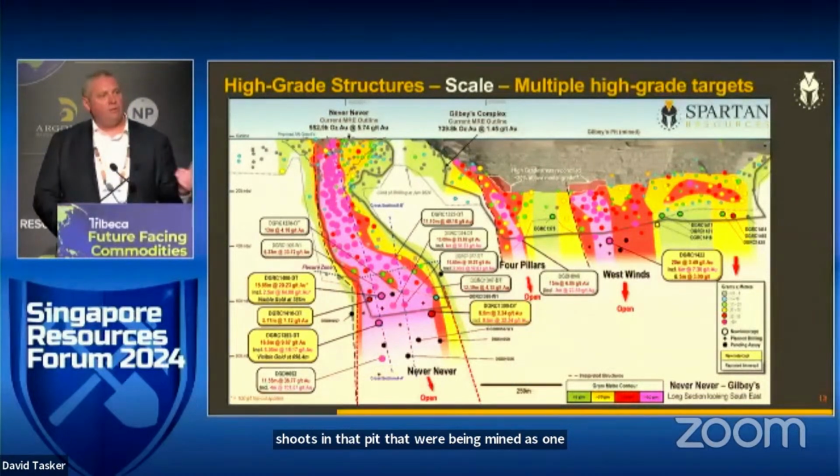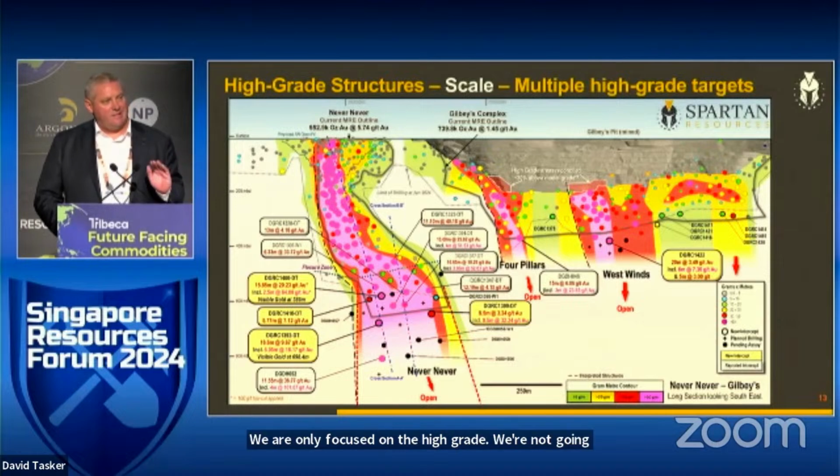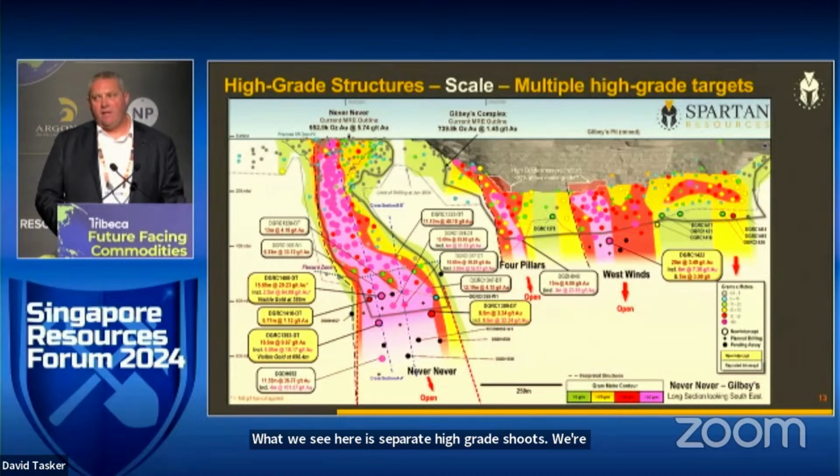Our geology model, and geologists will stand up here and tell you about their geology model. Our geology model is high grade. We are only focused on the high grade. We're not going to mine it as one continuous ore body. What we see here is separate high grade chutes. We're going to make an underground complex happen at Never Never, feed that mill, and we're going to bring these other high grade chutes in very shortly.